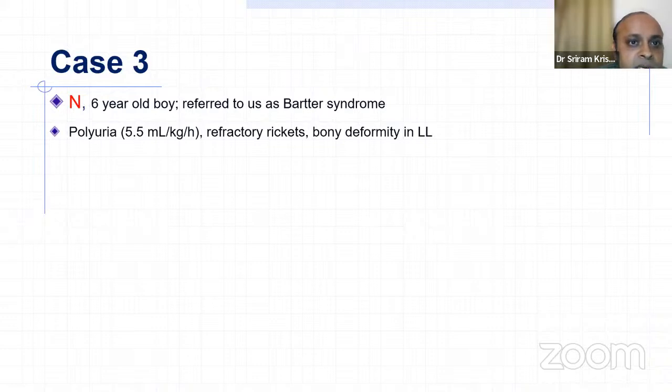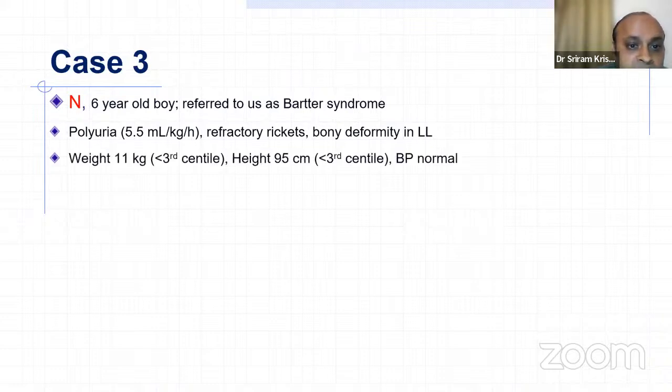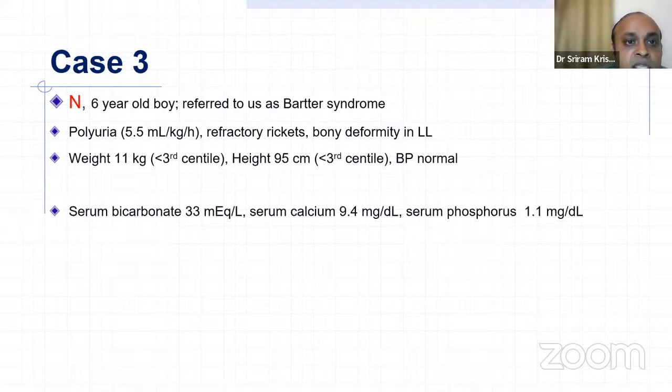It's an atypical feature. It's not seen in all of them, but it is reported, but it's not so common. So there was bony deformity in this child in the lower limbs. He had failure to thrive. His bicarbonate level was 33. His phosphorus level was only 1.1. So it was a severe hypophosphatemia.